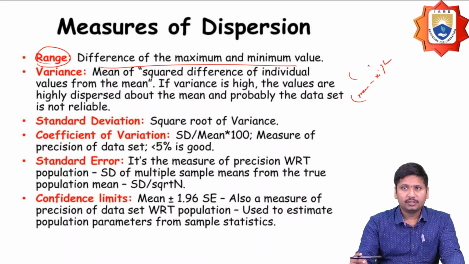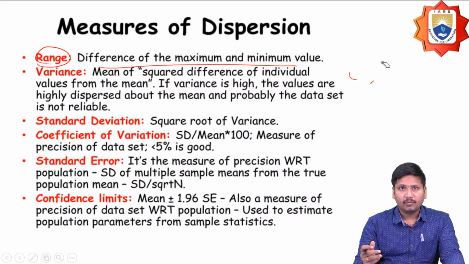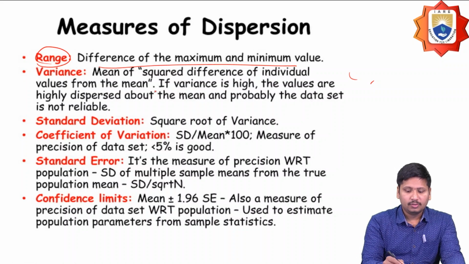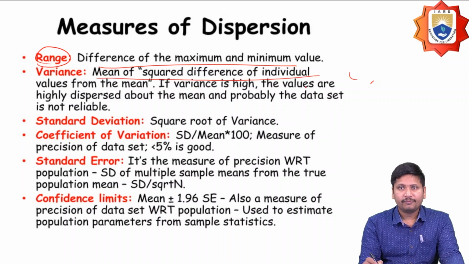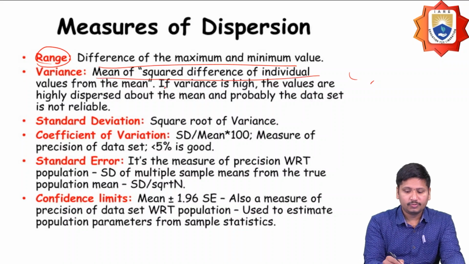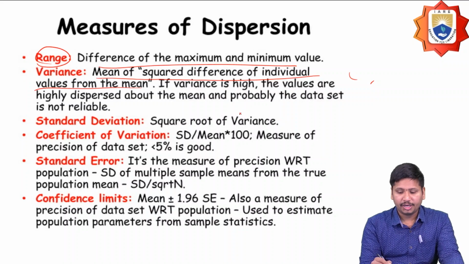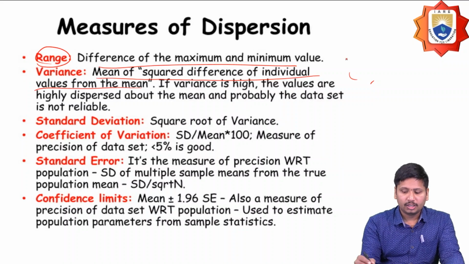If the variance is high, that means the values are highly dispersed about the mean, and probably the data set is not reliable. So the square difference of the individual values from the mean is treated as the variance. Normally the variance should be low. Whenever the variance is high, the values are not that reliable.